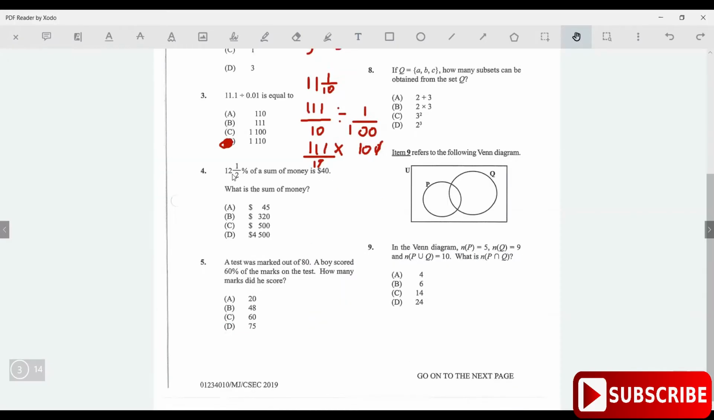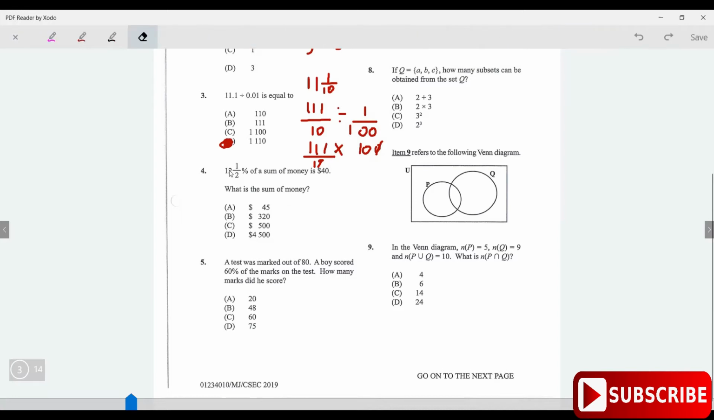It says 12.5% of the sum of money is $40. What is the sum of money? All right, so now 12.5% is 1/8 of the money. So if 1/8 of the money is 40, then you need to multiply 40 times 8, and that is 320. So the total amount of money is 320. Easy.